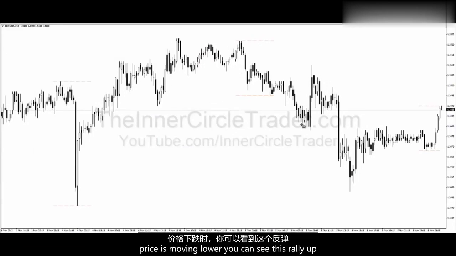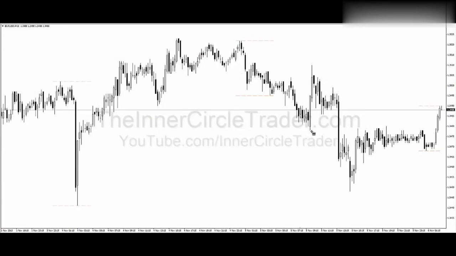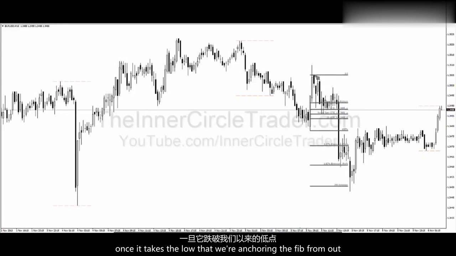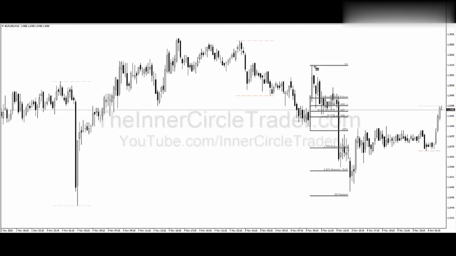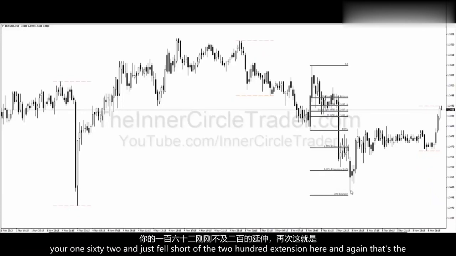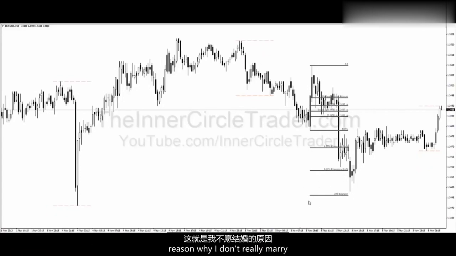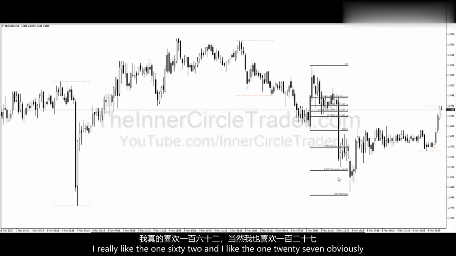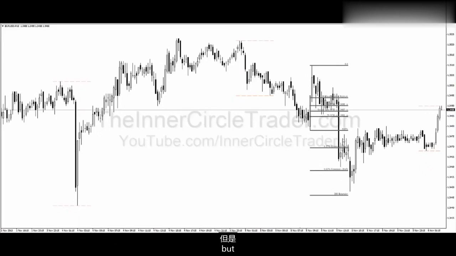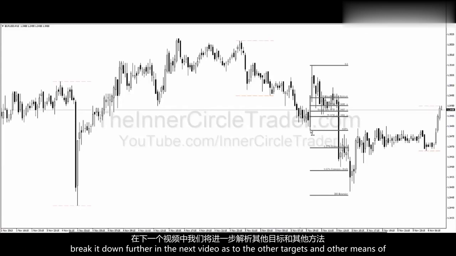While price is moving lower, you can see this rally up. Once it takes out the low that we're anchoring the fib from, this being the fulcrum point, you have your 127, your 162, and it just fell short of the 200 extension here. And again, that's the reason why I don't really marry the idea that the 200 is always going to get hit. I really like the 162 and I like the 127, obviously.